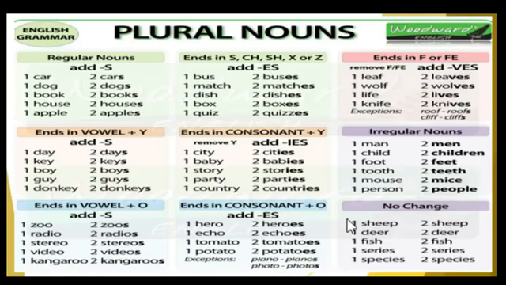Now, a noun that has no change. Example, sheep, still sheep. Deer, still deer. Fish, still fish. For example, one fish, two fish. Series, series. Species, species. Okay, just like that. I hope that you have learned something in our lesson, which is plural nouns.